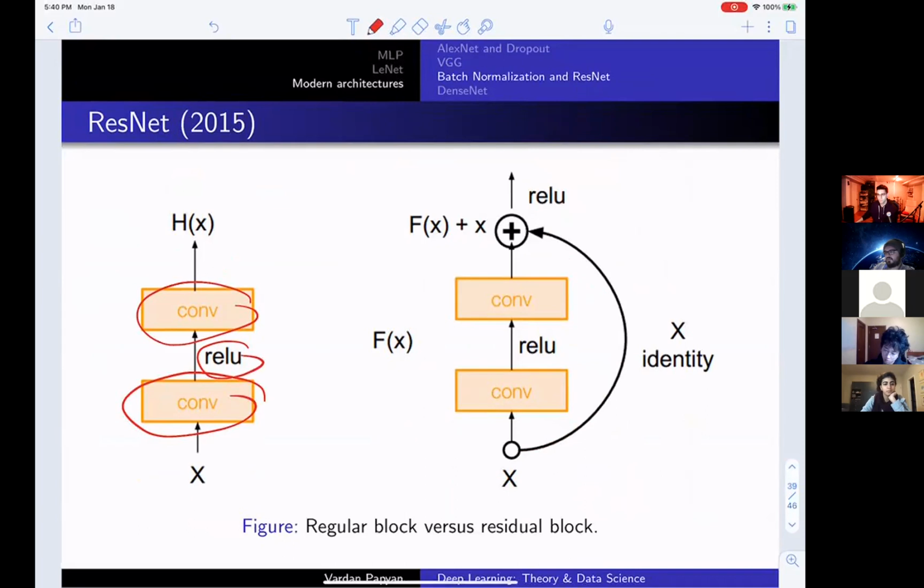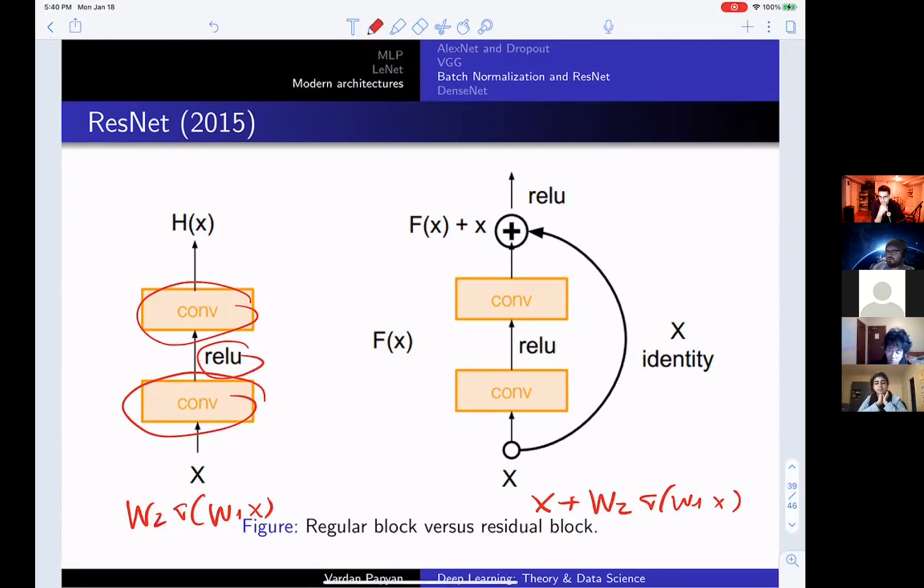So mathematically, what does this mean? Here, what you're doing is W2 on top of sigma, on top of W1, on top of X, right? Let's ignore the biases for now. On the right, what they're doing is X plus W2 times sigma W1 X. So do you see the addition of X?